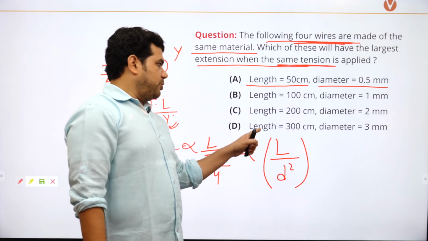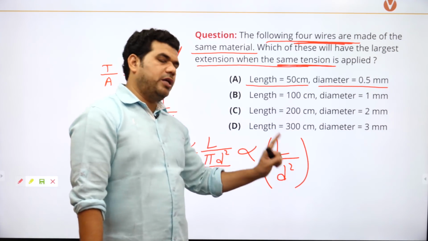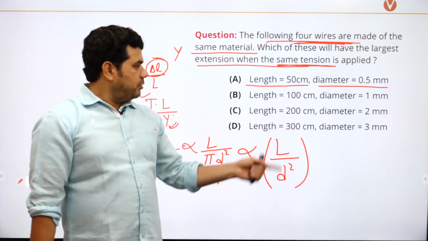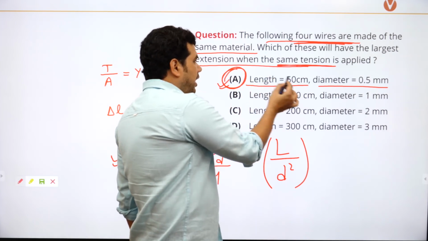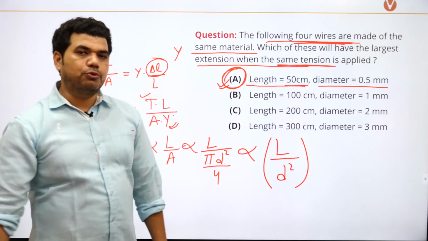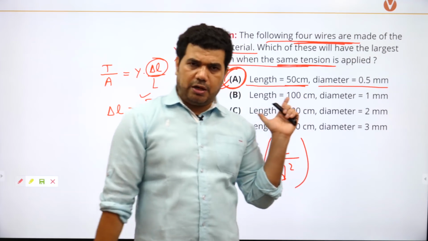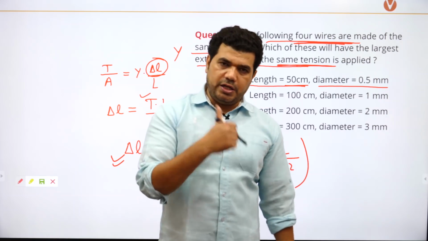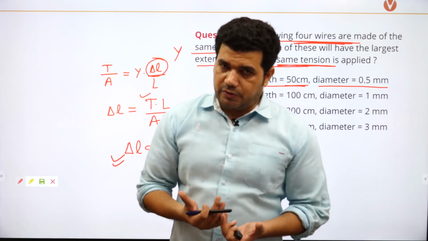That is, in all four options we have to put in the values, or by common sense we find L upon d square. L upon d square is maximum for which wire? For A. For A, L is 50 and the diameter is this. So it will be maximum for this, and it is the maximum extension that is asked. Then definitely this is your answer. Do calculate. I am not doing the calculation here, just leaving it for you, and you are intelligent enough to do it very easily. So this is the answer, A. Right? So let's move to the next one. Okay?